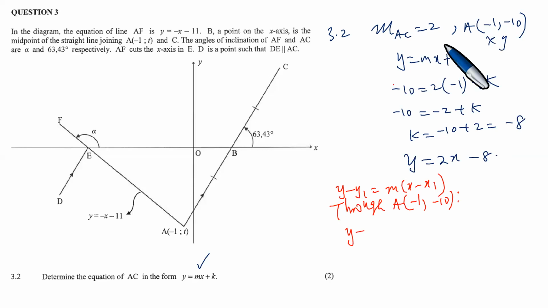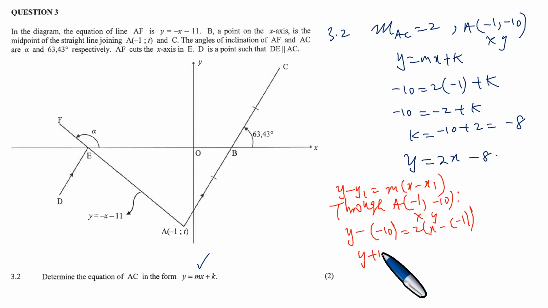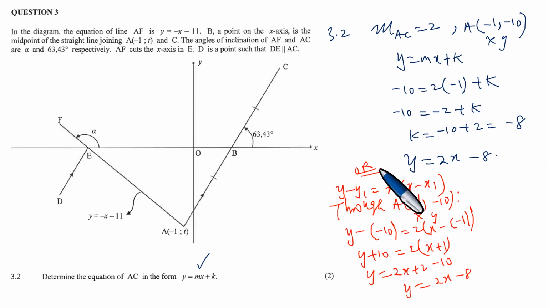Okay, we'll continue. X, Y. Y is minus 10. The gradient is exactly 2. X minus, X is minus 1. So you have Y plus 10, 2 into X plus 1. Right, so we have exactly twice X plus 2. We transpose the 10, it becomes negative. In which case, therefore, we have 2x minus 8. So we can do it in either the blue way or the red method.